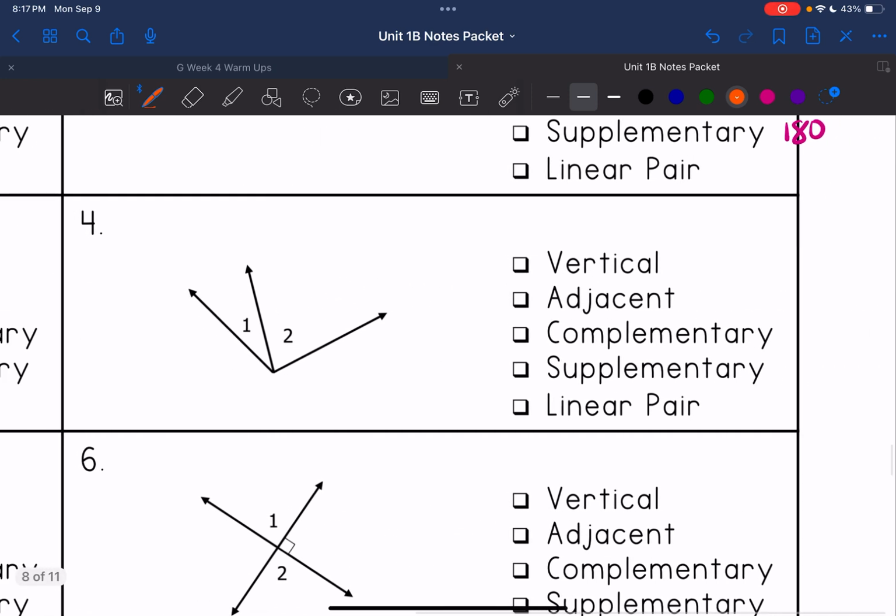Number 4, so angle 1 and angle 2. So I have no markings as far as measurements go, so I really can't say any of the bottom 3. It might be one of the first 2, and they are definitely not vertical, so the only thing left is adjacent. They are next to each other.